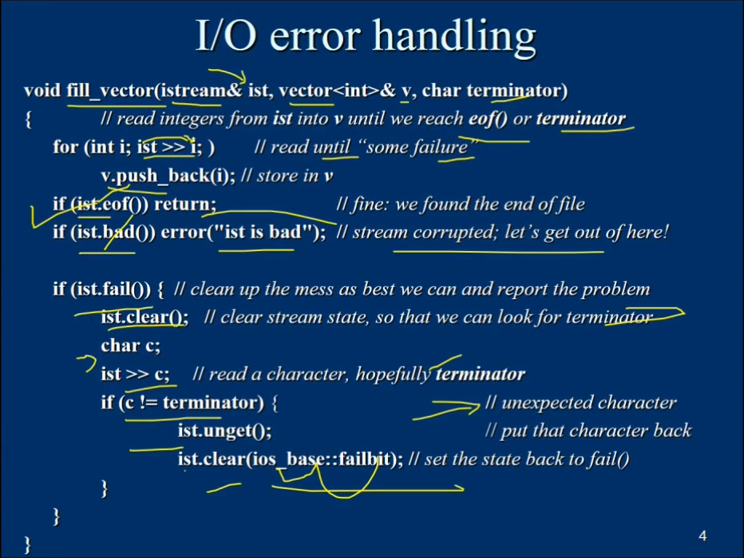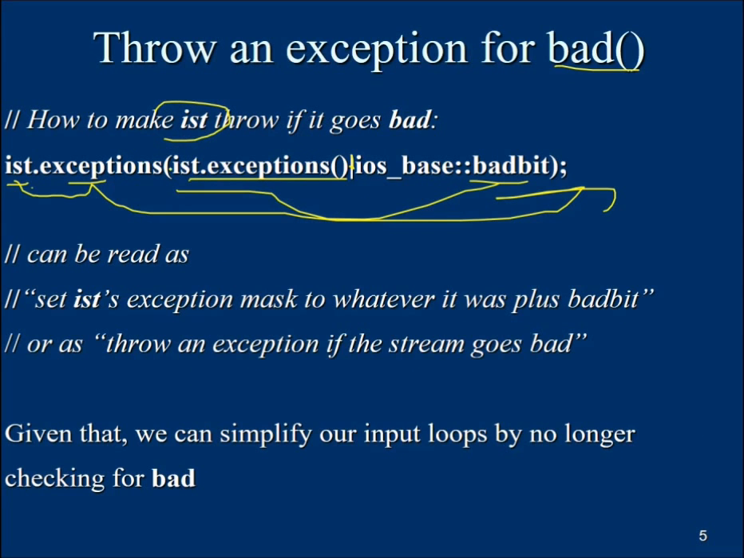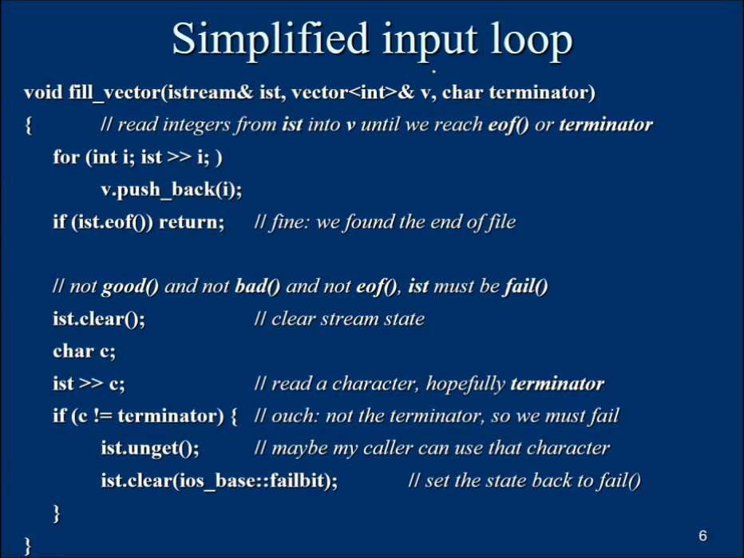We have seen this somewhat; at first go it may look somewhat tough, but let us try to simplify. It's not that much simplified, but still let us simplify this input loop. All other things remain the same, and here we found the end of file, and these are reading integers from ist, reading integers into i, pushing them to the stack or this vector until we reach the end of file or terminator. And this is not good, not bad, and not end of file. We conclude that it should be fail.